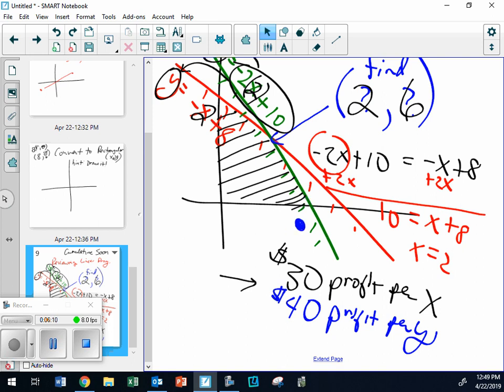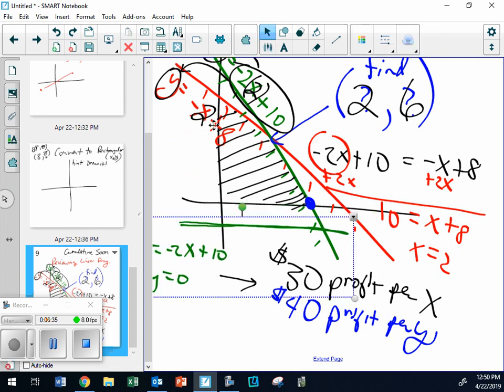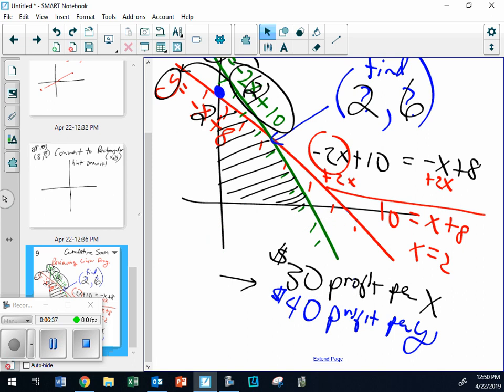So if I was a kid trying to figure out this point, I'd take the green equation, which was y equals negative 2x plus 10. And I would try to figure out what this line was again. I'd say x-axis. So, oh yeah, so it's y equals 0. And then you solve. And you do the same idea for the other spot. This spot here. This spot here. And then I figure out which of these three gives me the biggest profit in my profit equation.